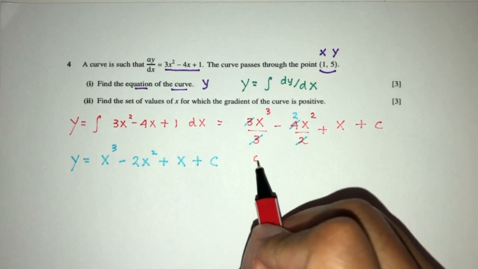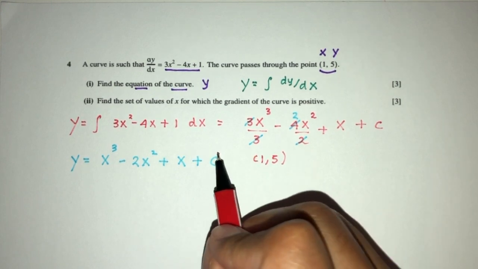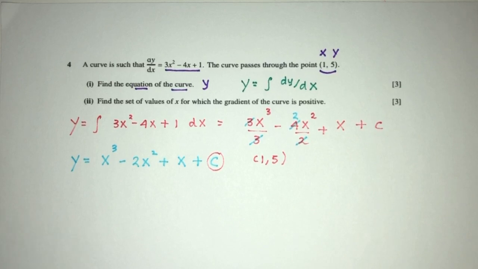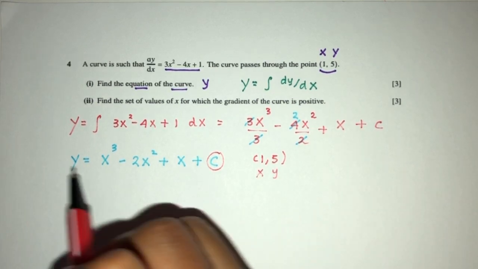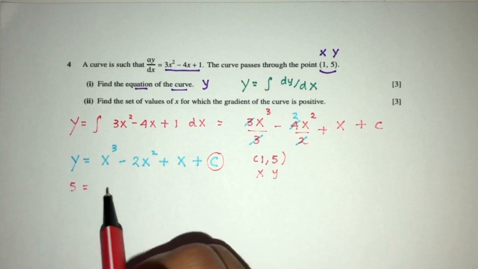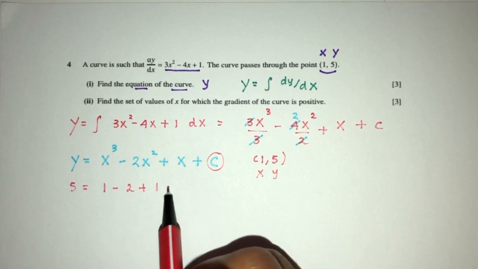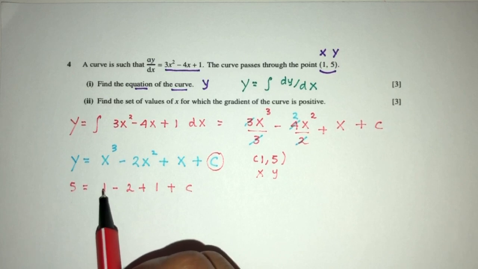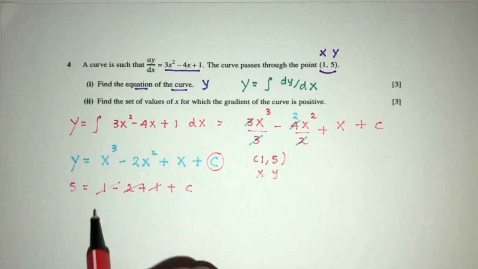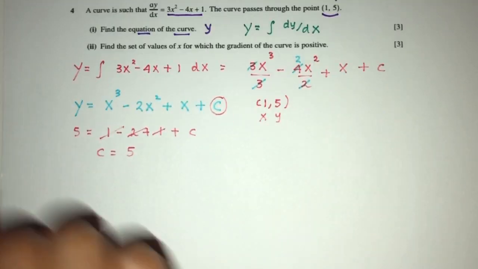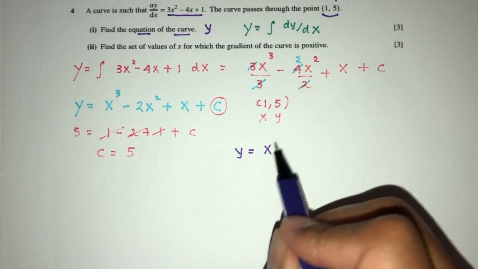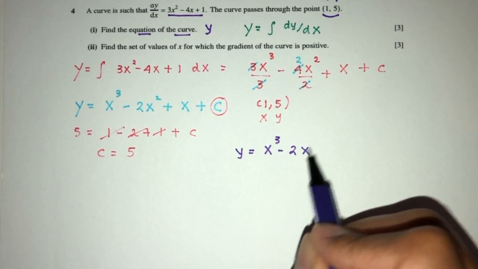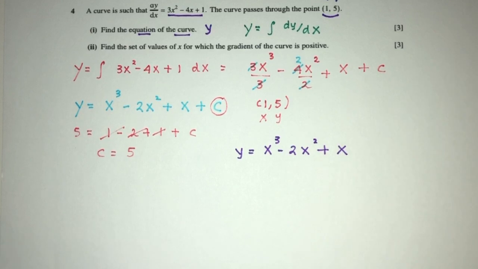Now, we have to use this point to find the value of c, because it is unknown in this equation and we cannot leave our equation of curve with some unknown value. This is y, this is x, and they are replaced back in the equation. So 5 is equal to 1 minus 2 plus 1 plus c. So this will cancel out. 1 plus 1 is 2, minus 2 is 0. So c will be the value of 5. So we conclude that the value of y, which is your equation, is going to be x power 3 minus 2x squared plus x plus 5. This is part 1 of the question.